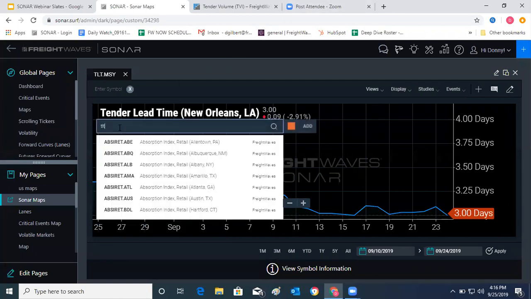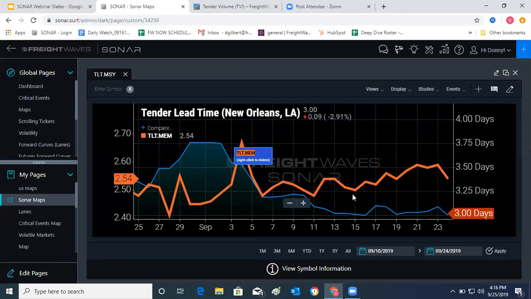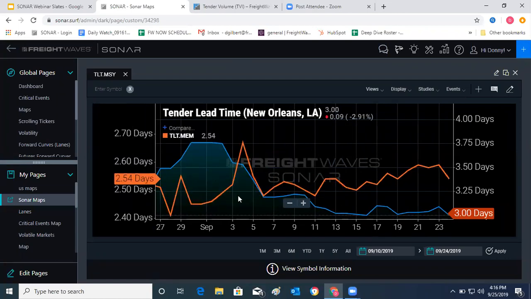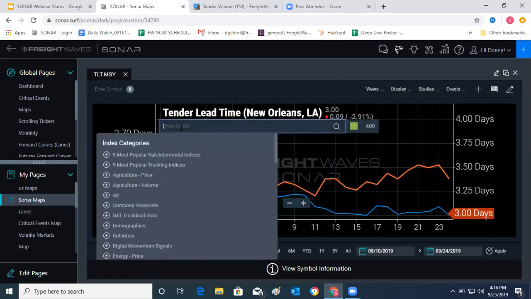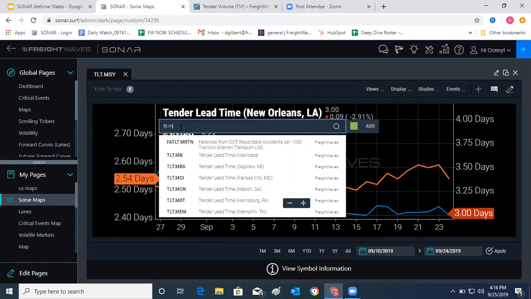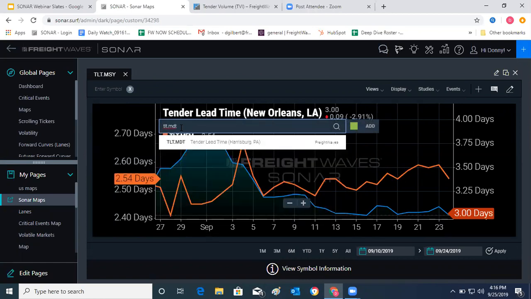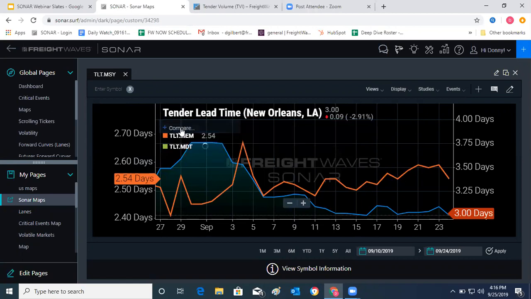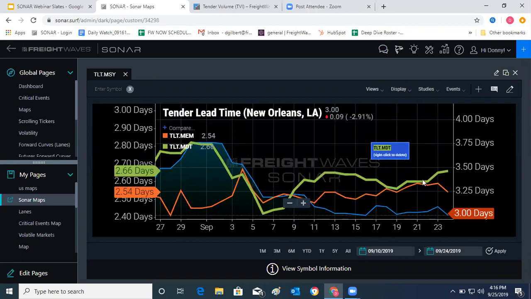You can compare these to the tender lead times in Memphis if you want to. Using SONAR, you can compare a lot of different indices and see if you want to compare tender lead times or even volumes between two different cities or rejection rates. There's the tender lead times in Memphis, TLT.MDT, which is Harrisburg, PA. You can see these are trending upwards. So when I see them starting to trend upwards, but they're only at 2.66 days, they're starting to trend upwards a little bit.